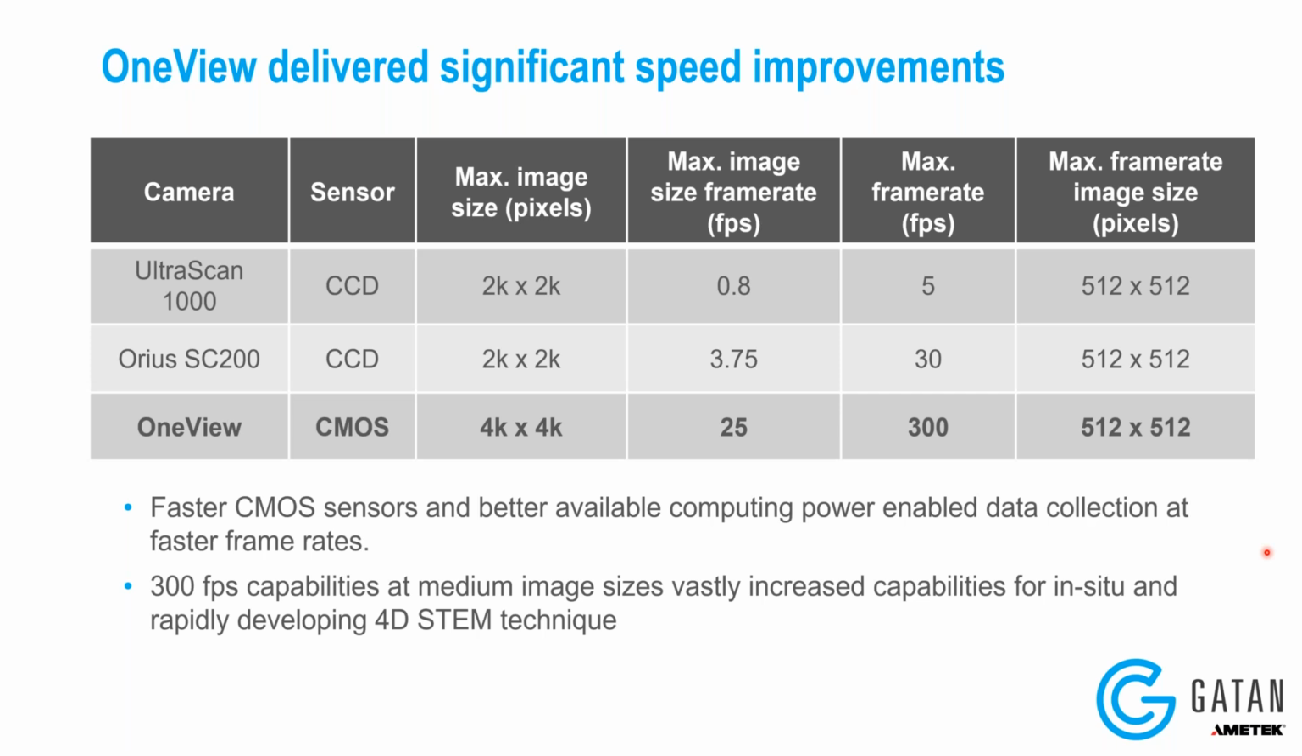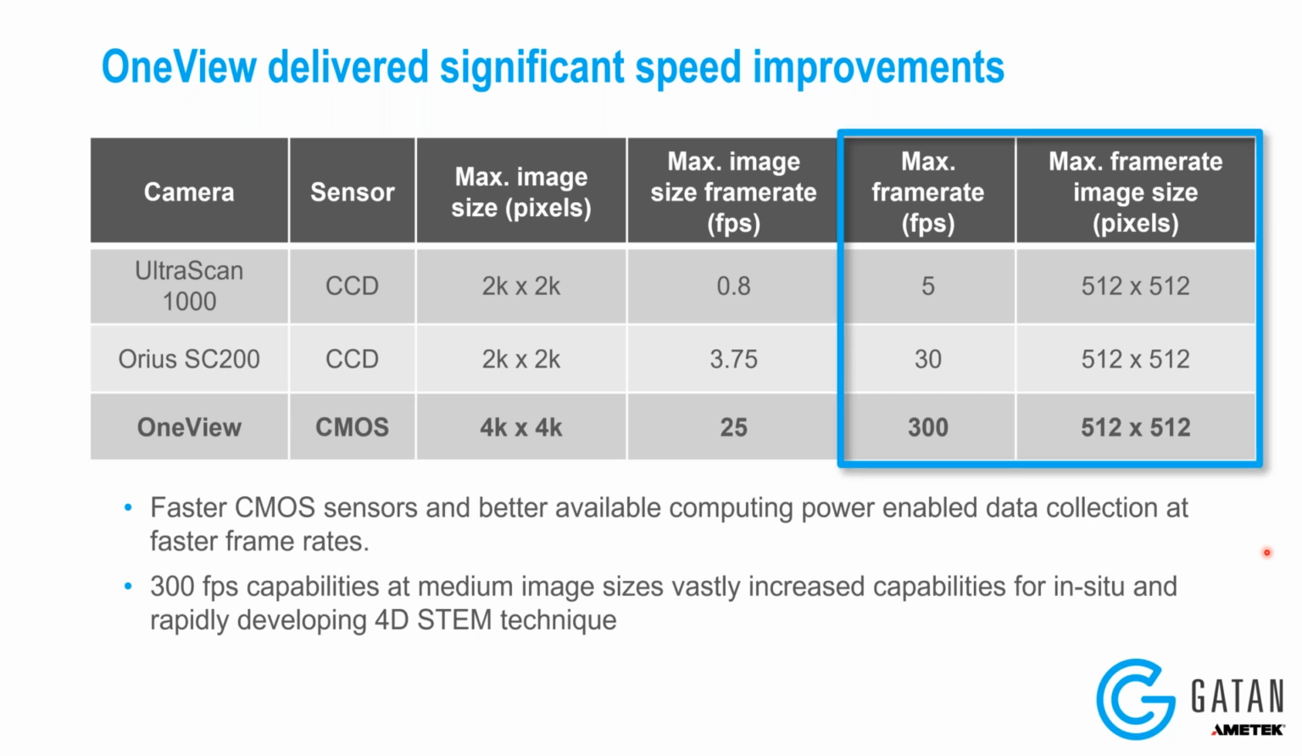So that's one benefit that came out of having high speeds at a large image size. But the other benefit that is important also, as I've been talking about, was in situ. So if we wanted to do some kind of high speed in situ experiment, the Ultrascan could go 5 frames per second, which was not very good for an in situ experiment.